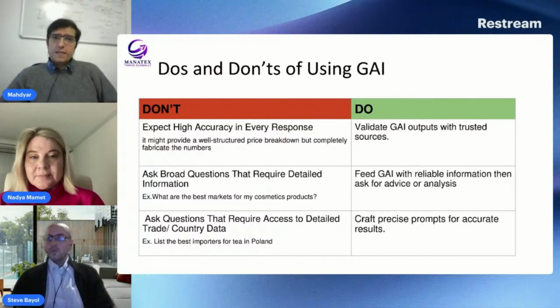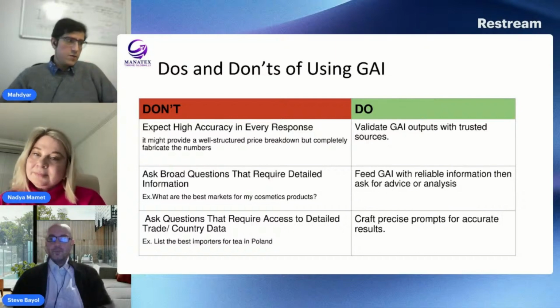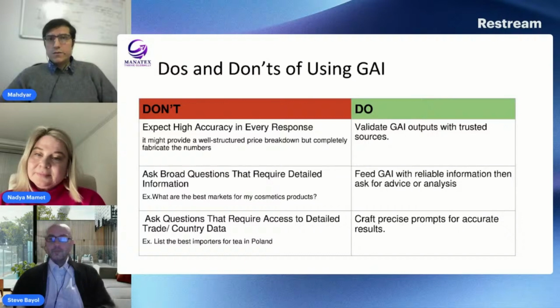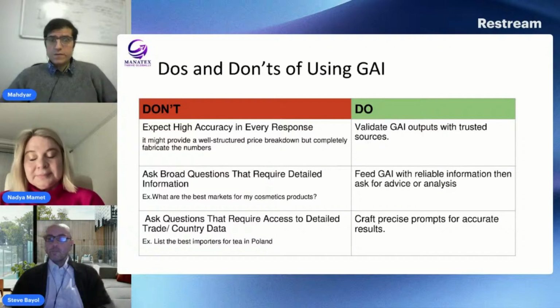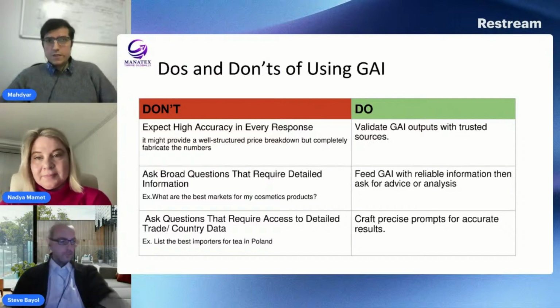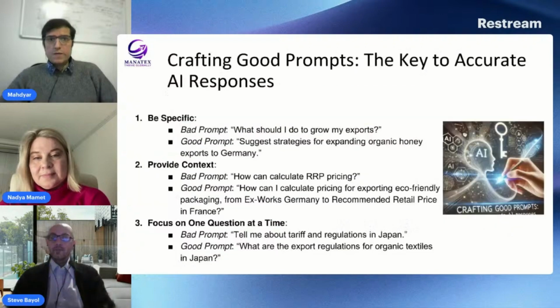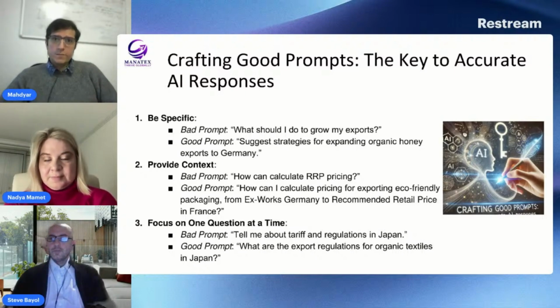Feed this generative AI with reliable information, then ask questions. That's my favorite approach. I always try to give them all the information that I found from other resources. Then I ask questions, and crafting precise prompts is the key point here. If you make good prompts, you can be sure that you get a better response from them. So that's why I added another slide about crafting good prompts.